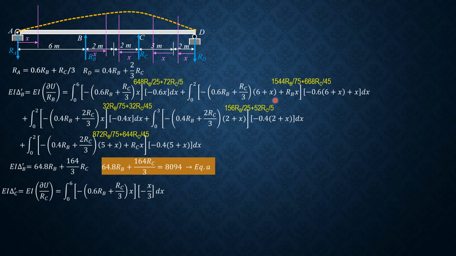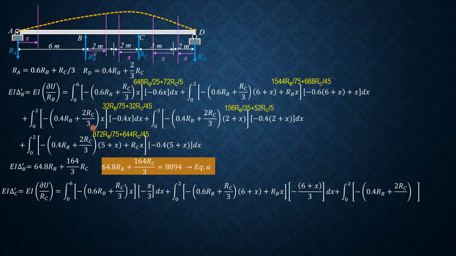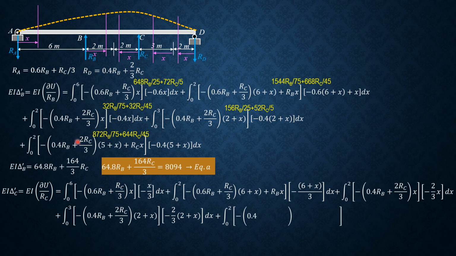From 0 to 6. Plus, copy this: integral 0 to 2 of negative quantity 0.6 RB plus RC over 3 times 6 plus x plus RBx. Derivative with respect to RC is negative 6 plus x over 3 dx. Plus integral 0 to 2 of negative quantity 0.4 RB plus 2/3 RC times x. Derivative with respect to RC is negative 2/3 x dx. Plus integral 0 to 3 of negative quantity 0.4 RB plus 2/3 RC, 2 plus x. Then negative 2/3 of 2 plus x would be the differential dx. And finally here, integral 0 to 2 of negative quantity 0.4 RB plus 2/3 RC, those 5 plus x plus RCx. Derivative with respect to RC is negative 2/3 of 5 plus x plus x.